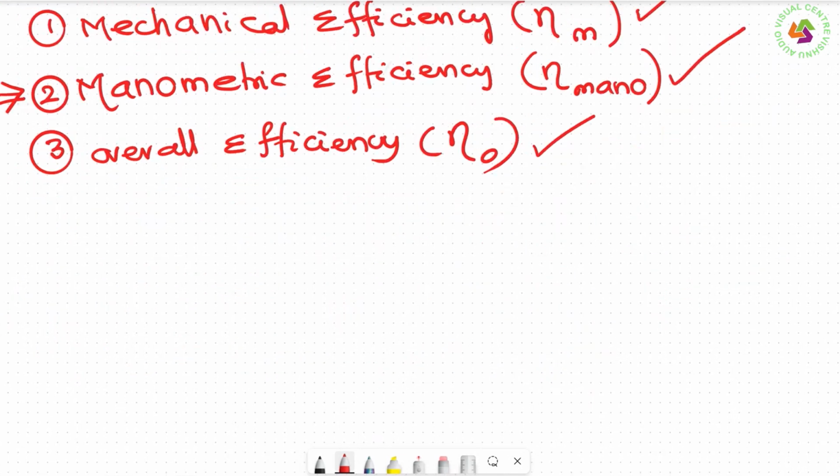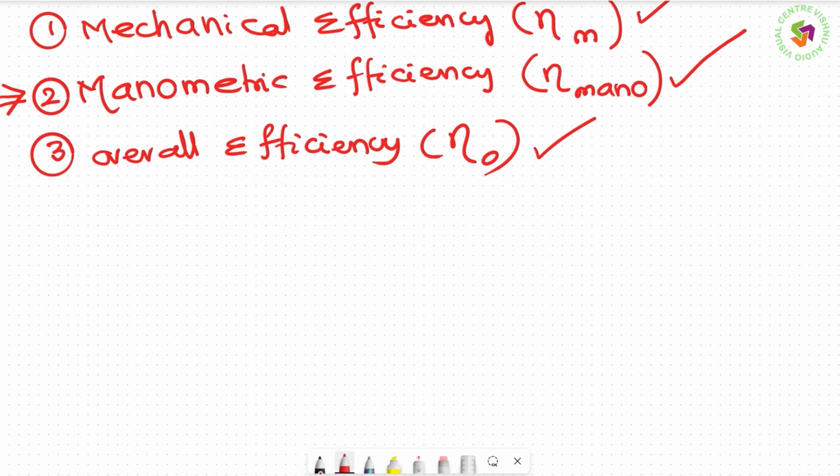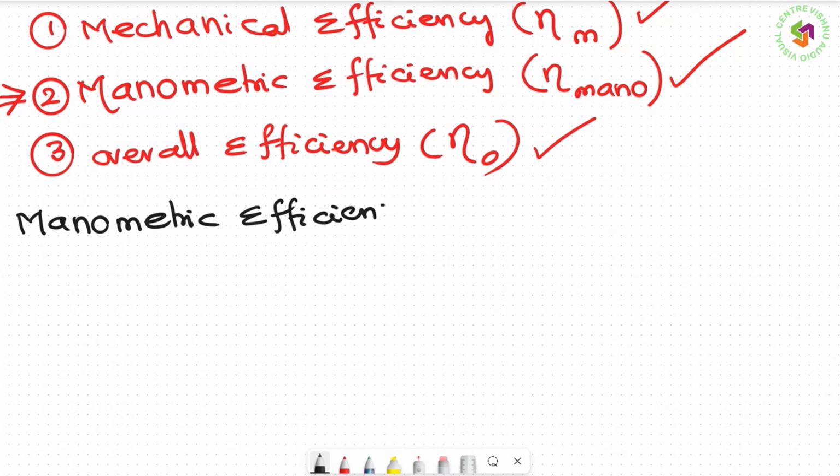So kindly remember that. Now let us go straight into the first thing. What is the manometric efficiency? Because I am interested only in this. The rest is only for definition's sake. Manometric efficiency.